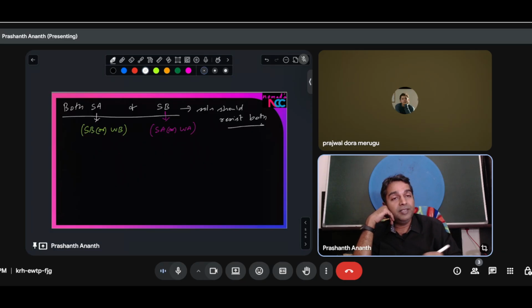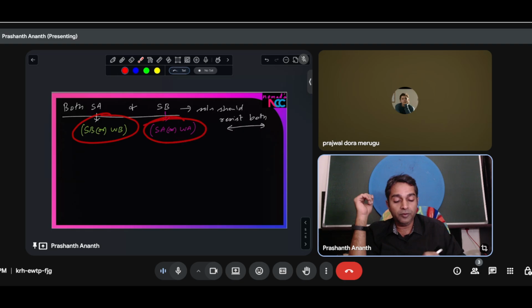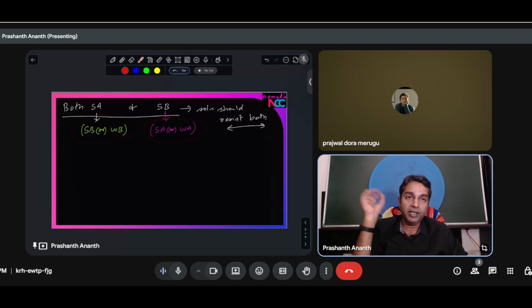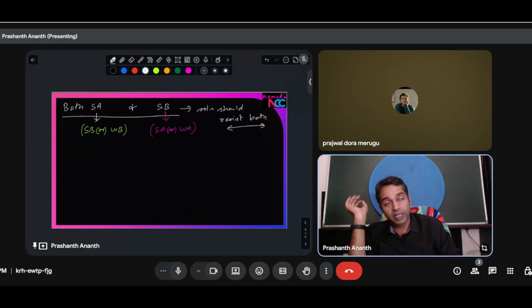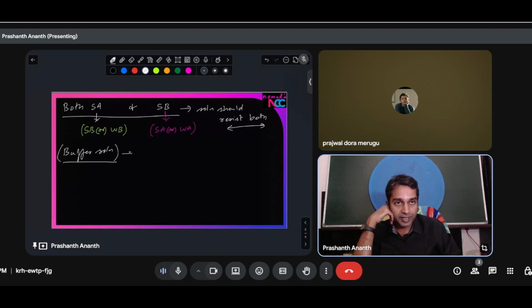That means this kind of a solution should contain one of these green colored fellows over here and one of these pink colored fellows over here. One of these two is necessarily needed to be present over there, each basically. So a buffer solution, if we are trying to understand what that is, it should resist the change in pH for sure.